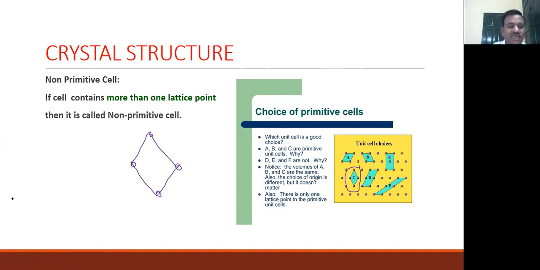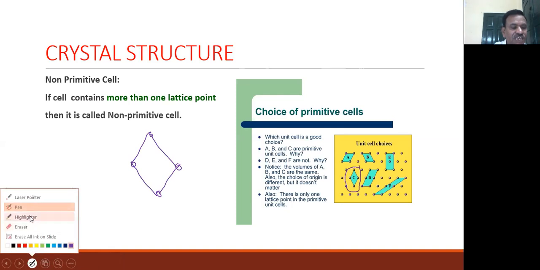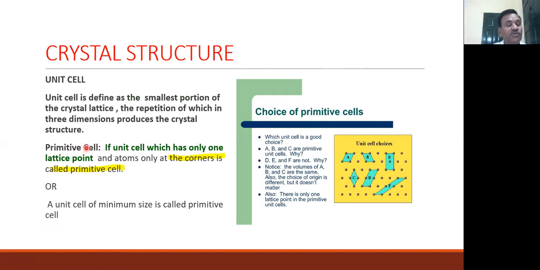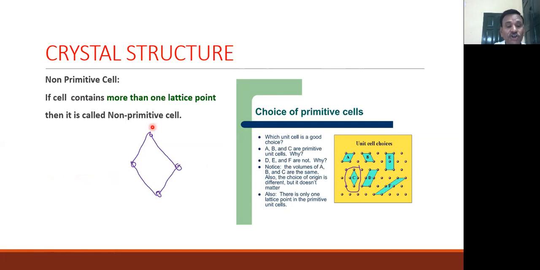So in this diagram, A, B and C are called primitive cells. What is the definition of a primitive cell? It has only one lattice point. Please understand, it has atoms only at the corners. But in the non-primitive cell, not only at the corners, even at the faces, that is the front face, left face, upper face, there is also a lattice point. Those are called non-primitive cells.